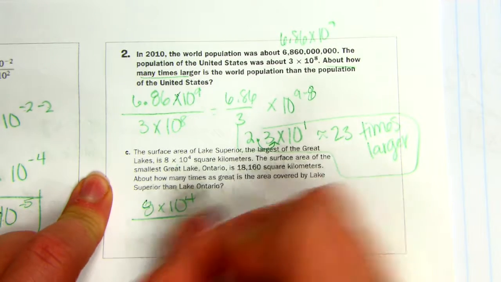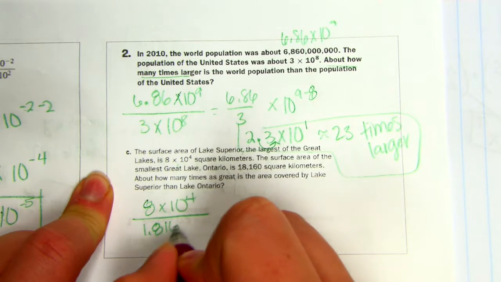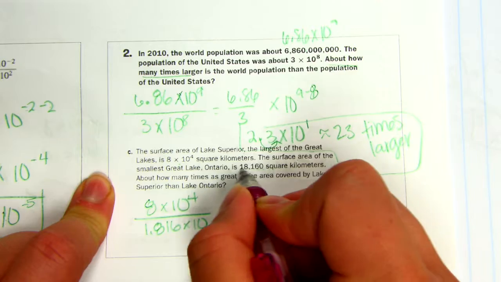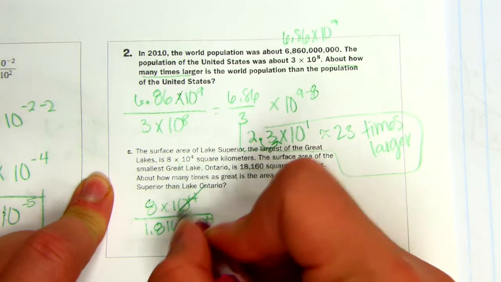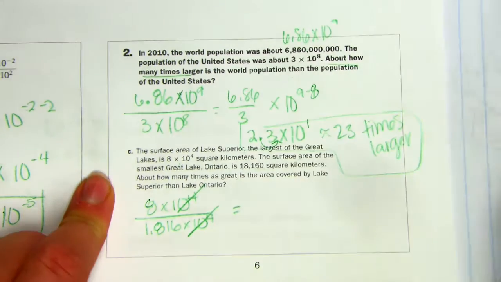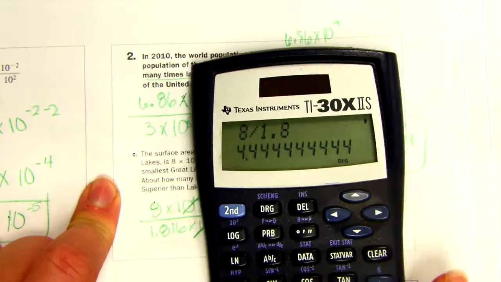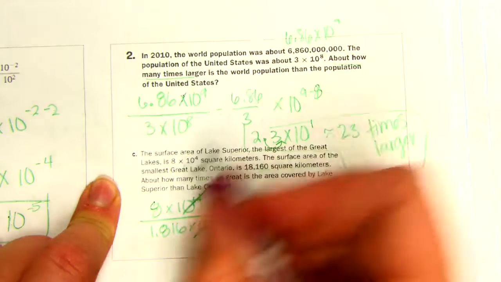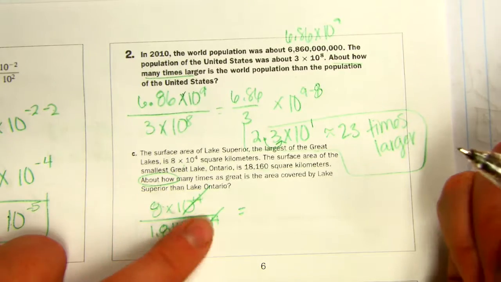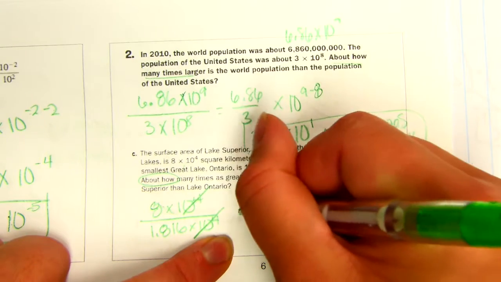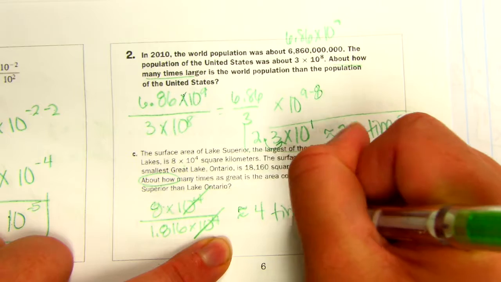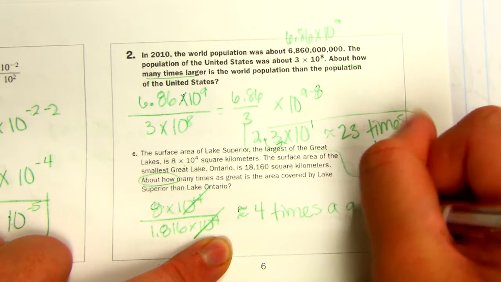In scientific notation, this would be 1.816 times 10 to the 4, which these would simplify because they're the same. So 8 divided by 1.8. So it's about 4. So it says about. So about 4 times as great.